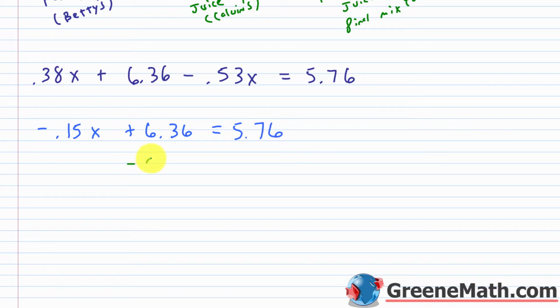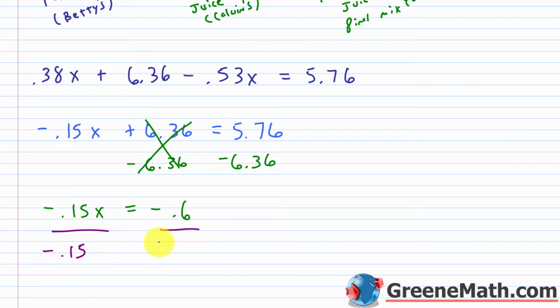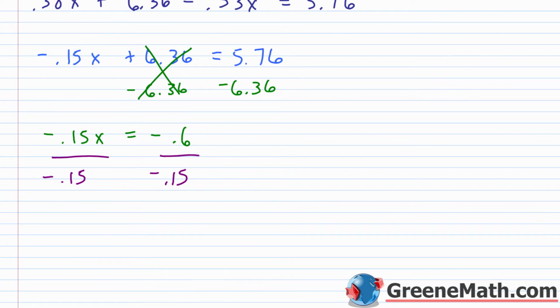Of course, I will subtract 6.36 away from each side of the equation. So that's gone. And I'll have negative 0.15x is equal to 5.76 minus 6.36, which is negative 0.6. So now as a final step, we divide both sides of the equation by negative 0.15. And what's going to happen is this will cancel with this, and I'll just have x, and that's equal to negative over negative is positive, 0.6 divided by 0.15 is 4. So x here equals 4.